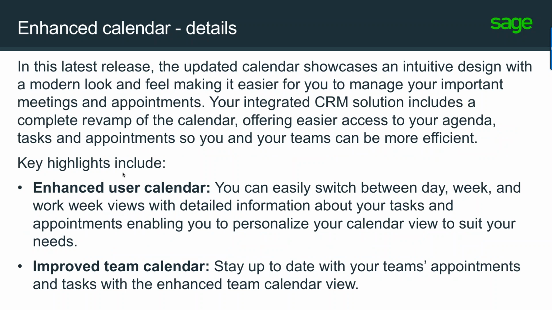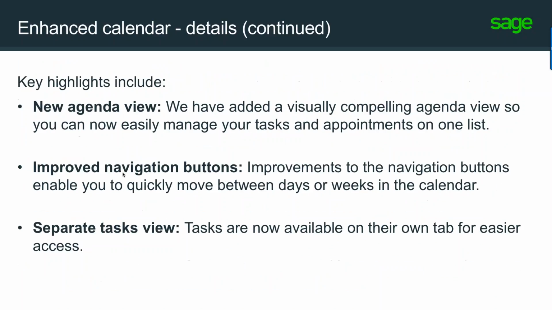Around the calendar specifically, you can now easily switch between day, week, and work week views, with detailed information around tasks and appointments. You can personalize your calendar view to suit your needs. Improved team calendar: basically the same calendar for you as a user as the team calendar. We've also added an agenda view, so you can look at it more from an agenda perspective, similar to what you might see in Outlook. Improved navigation buttons. The buttons are simpler, easier. They're all at the top.